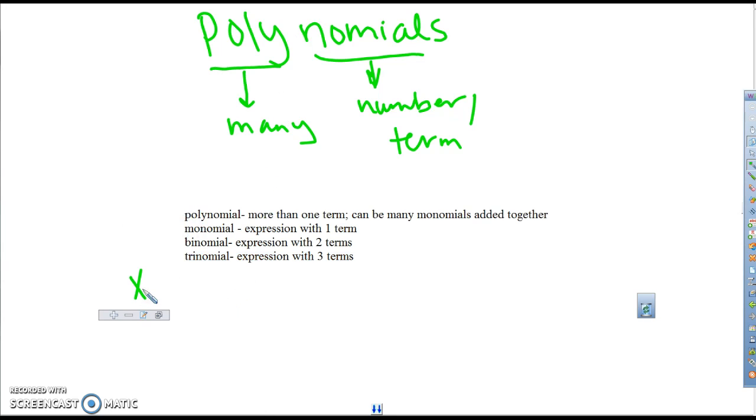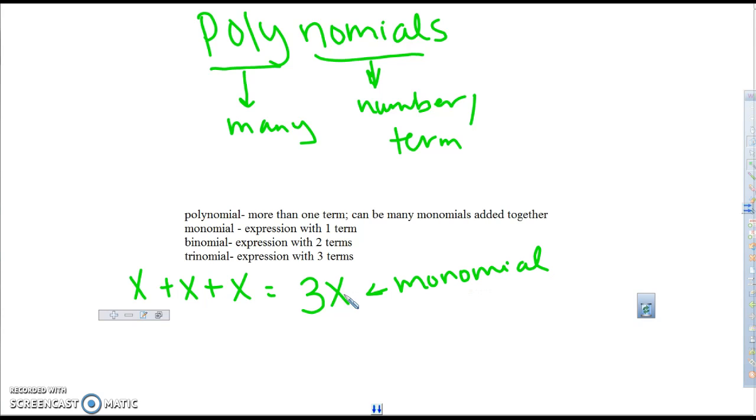So if I have x plus x plus x, at first that looks like a trinomial because there's three things added together. But I can combine like terms and I get 3x, which is just a monomial. Okay, so again, this is a great example of a polynomial in that it's many monomials added together. And these ones happen to form another monomial.